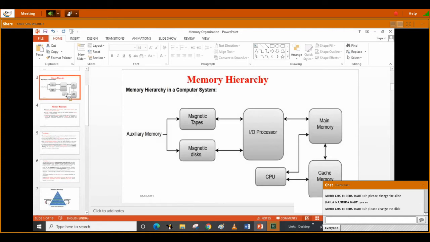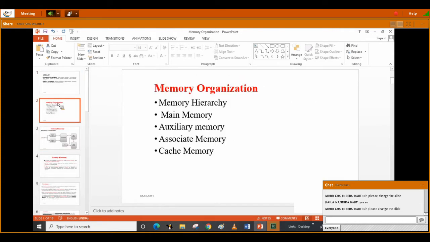Now we can go on. Today what we are reading is an introduction to memory organization. What is memory organization? In memory organization, the first topic is memory hierarchy. What is memory hierarchy? Tell me, anyone. What is memory hierarchy?